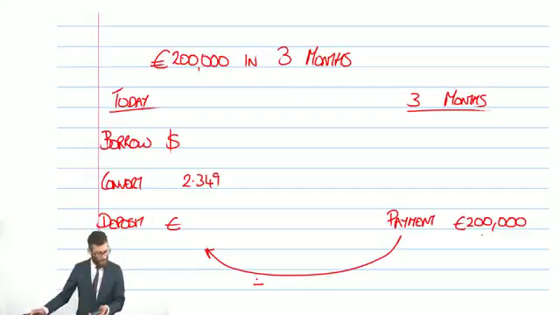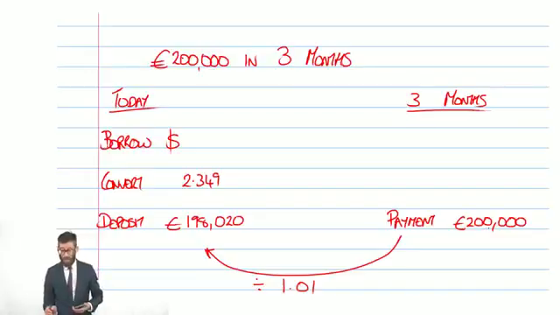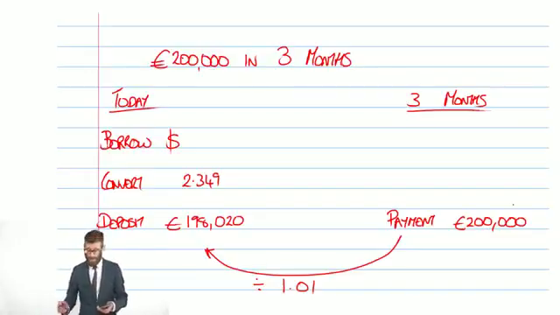0.3, oh no, that's the borrowing rate, isn't it? The deposit is 1%. We can deposit in euros at 1%. So, my deposit must be 200,000 divided by 1.01. I need to place on deposit 198,020 because that will earn 1% and yield 200,000 to match that payment.